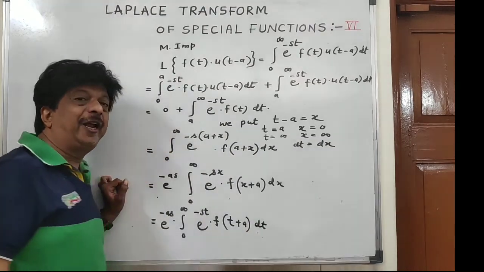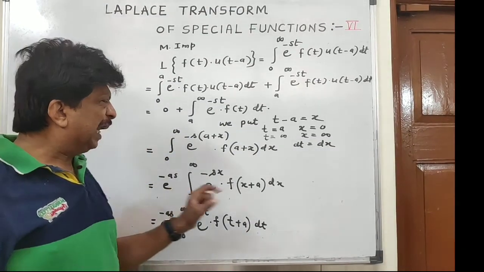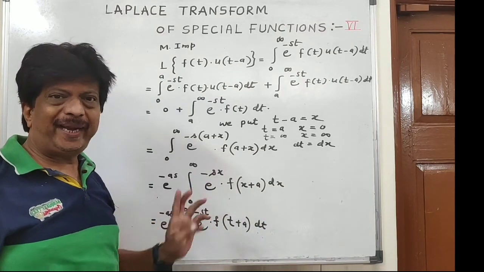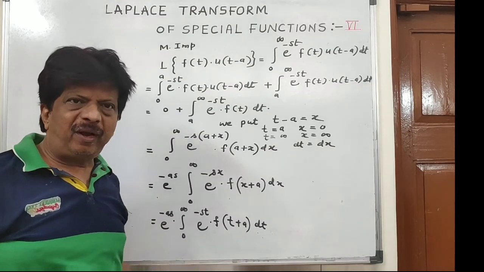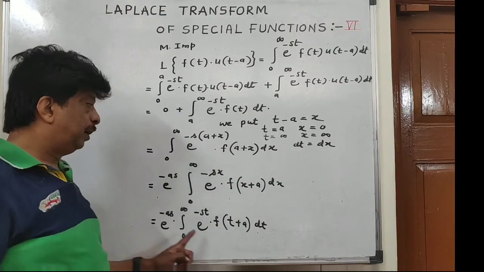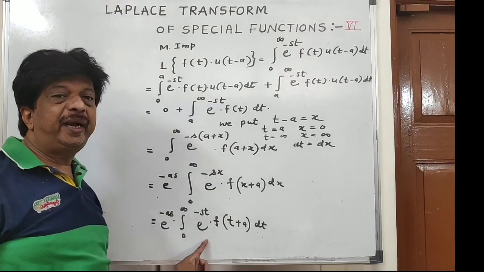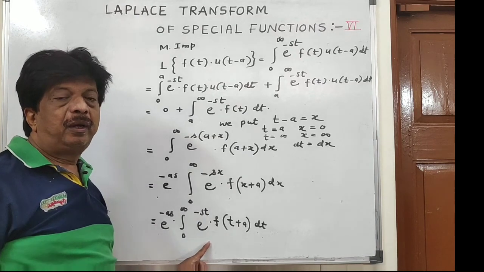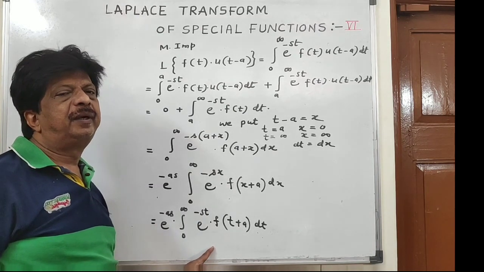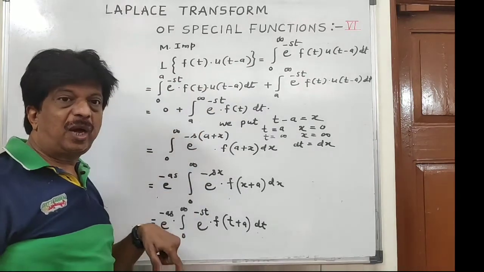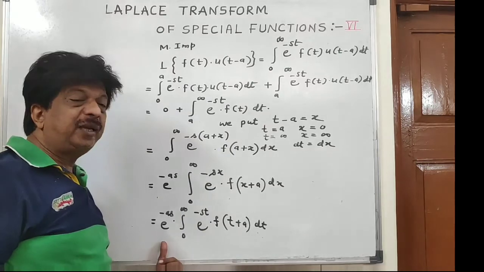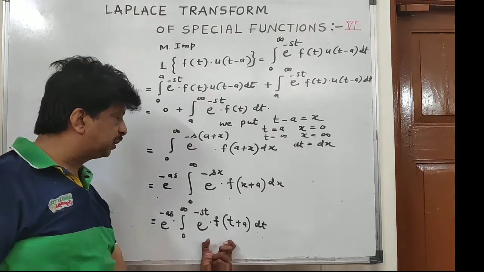As the integral is a definite integral, the dummy variable x can be replaced by t. It does not change the value of the definite integral. That is the property of definite integral. So, this is the deduced result of the Laplace transform of f of t into u of t minus a. That comes out as e raised to power minus as into this.